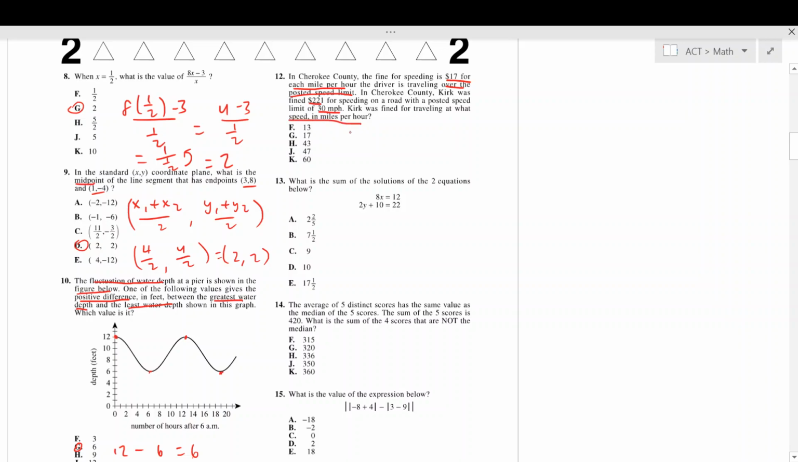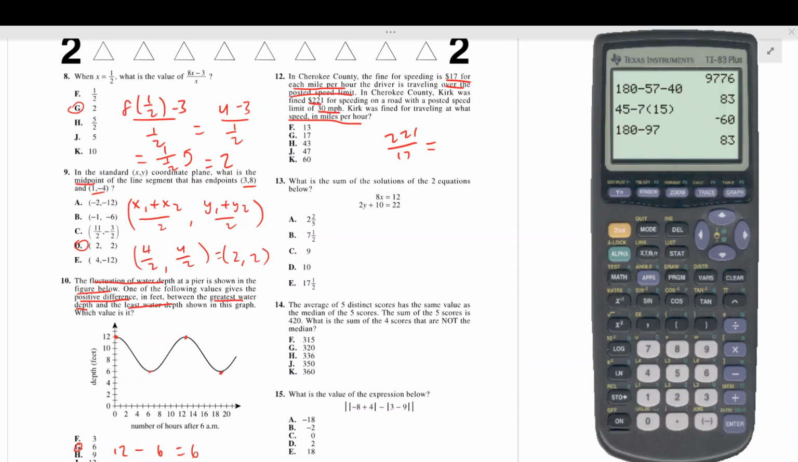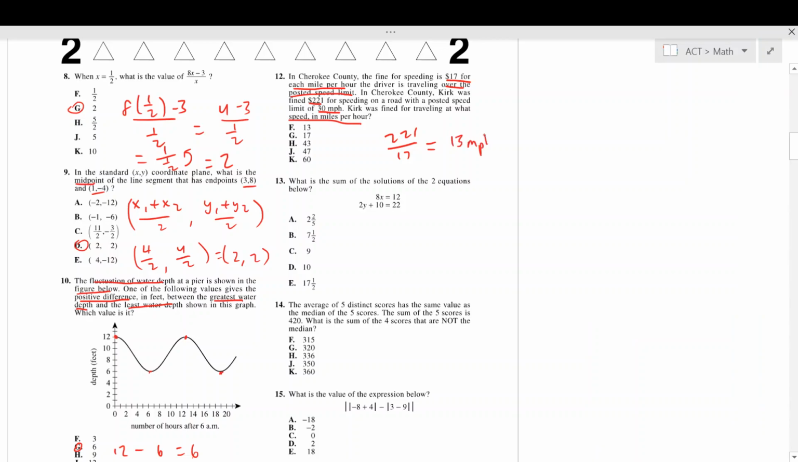Right, so he's fined 221, so let's do 221 divided by 17 to find out how many miles per hour he traveled over the speed limit. So let's take out a calculator, 221 divided by 17, and that's 13 miles per hour. And remember, we could choose 13 here, but that would be wrong, right? Because this is how many he's traveling over the speed limit. So we need to do this plus the speed limit, which is 30.